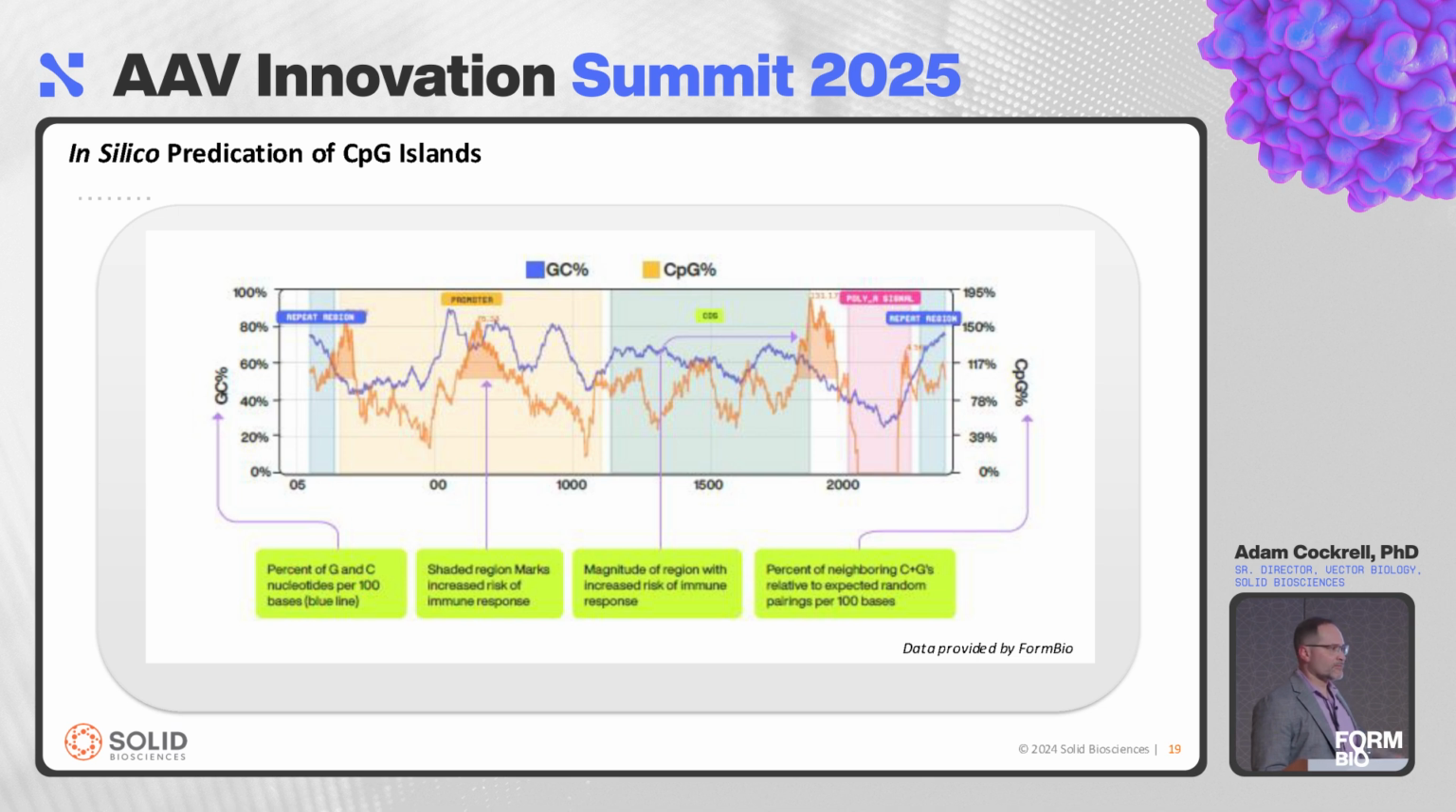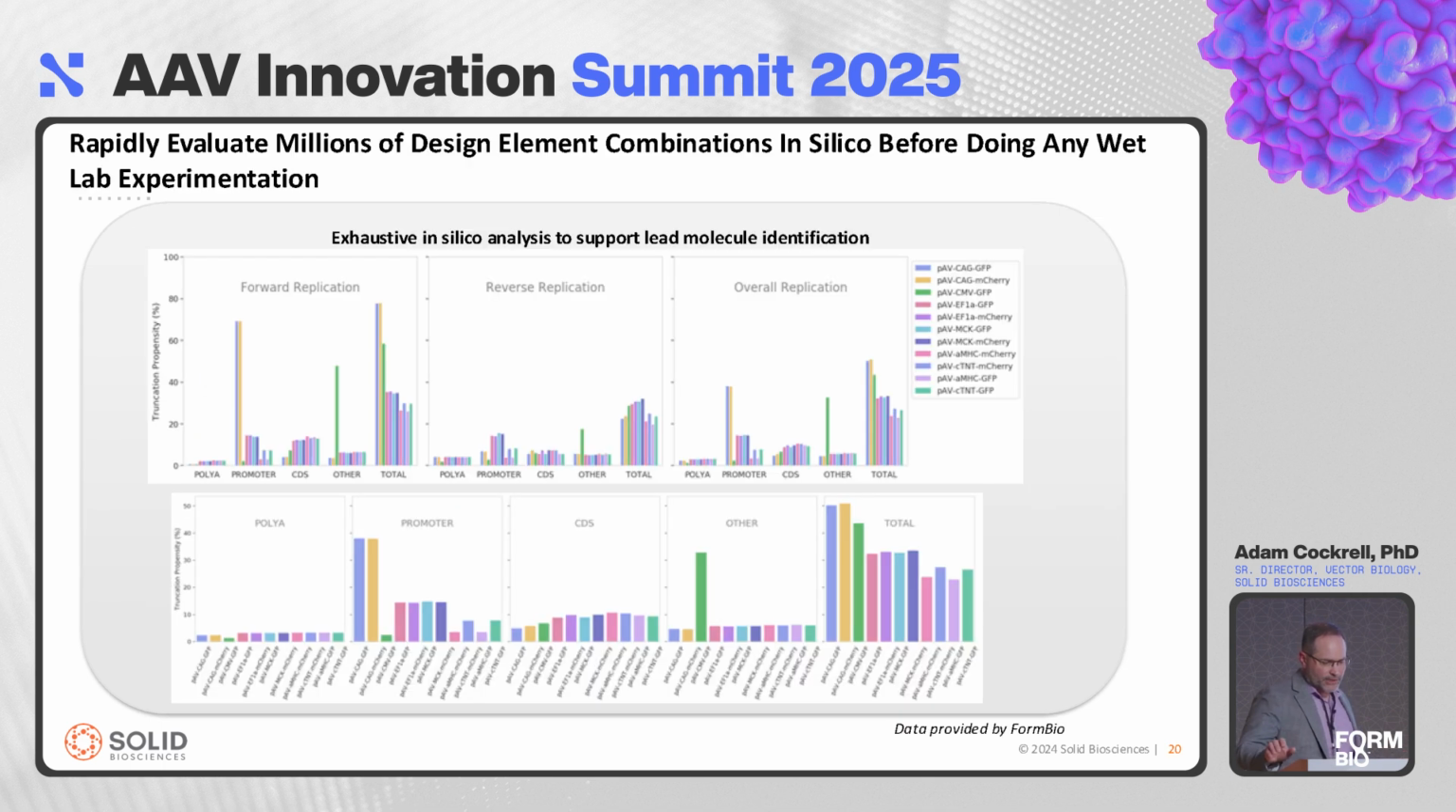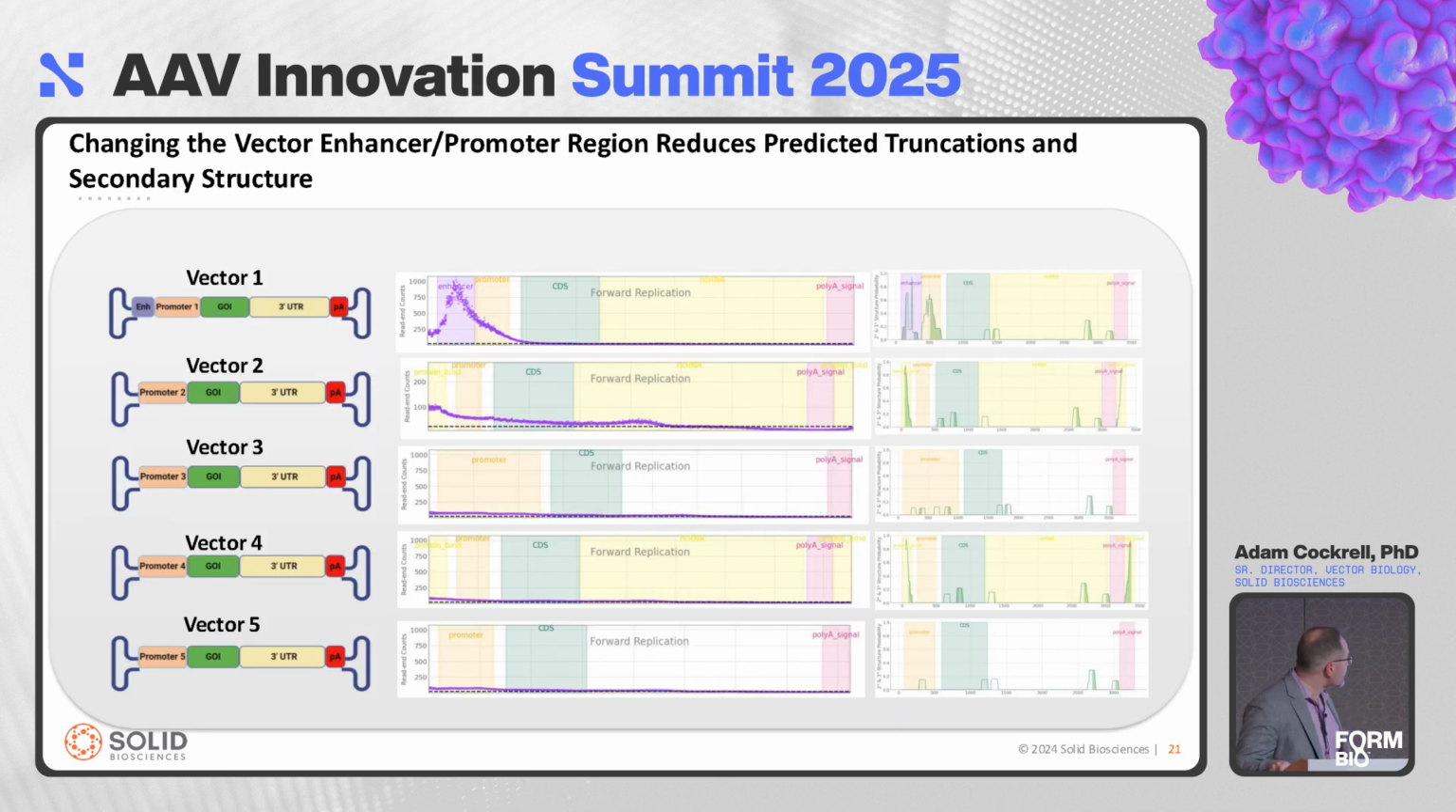So because it's a prediction, you may want to go back and say, okay, well, we can go back potentially and change some of those and make modifications in our vector. Again, you can rapidly do an exhaustive in silico analysis to support lead molecule identification. So you can make all kinds of modifications up front and get an idea of which one looks the best based on some of these predictions, and then move forward with your top 5 or 10 that you're interested in.